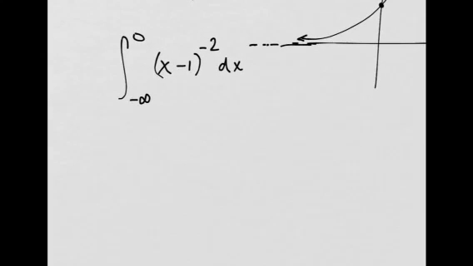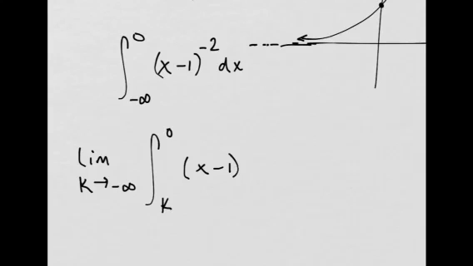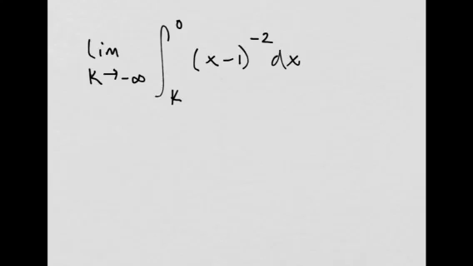However, I think these are called improper integrals. When you're using that negative infinity, you substitute and say the limit, as I use k, as k approaches negative infinity from k to 0, and so on. So that's what I'm going to do. I don't know if this is right actually, but we'll see.